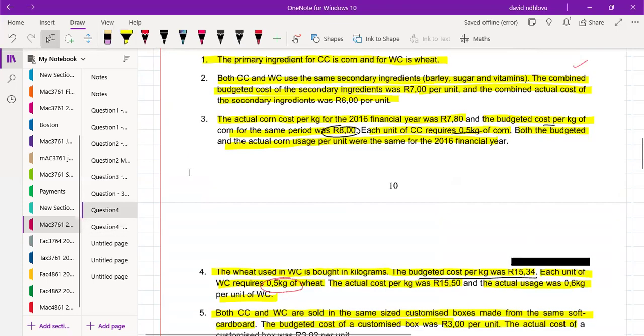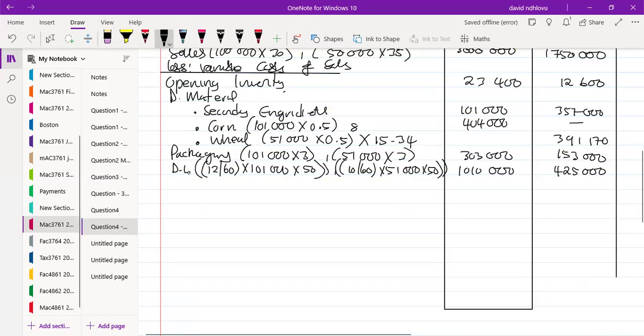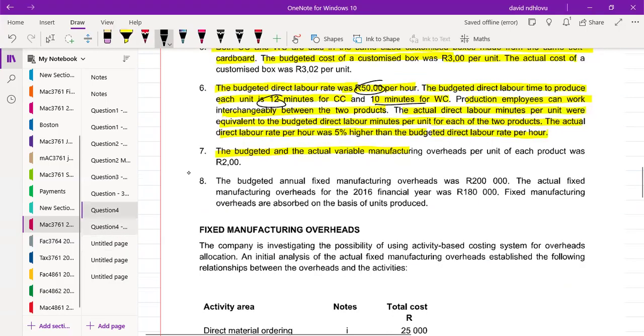Right, and then next, what do we have? Right, so then we have the budgeted and actual variable manufacturing overhead. Right, so we do add that variable manufacturing overhead. Right, what does the question say? Right, these are given per unit. These are variable, but the variable manufacturing overheads per unit is 2 rand for both products.